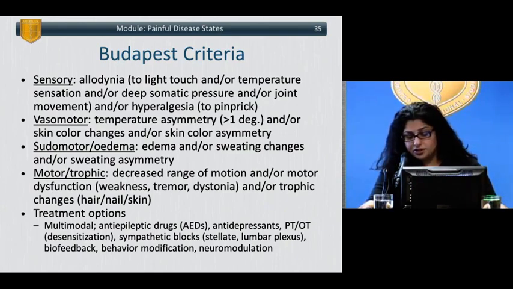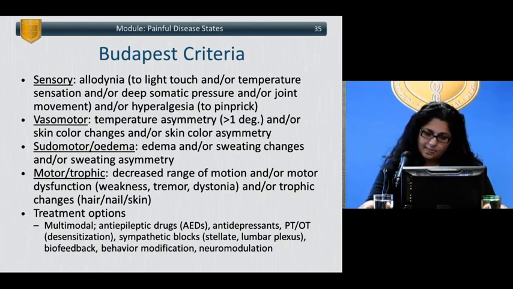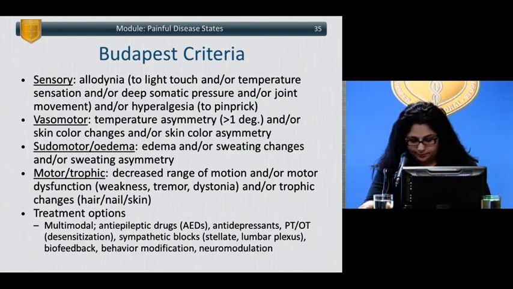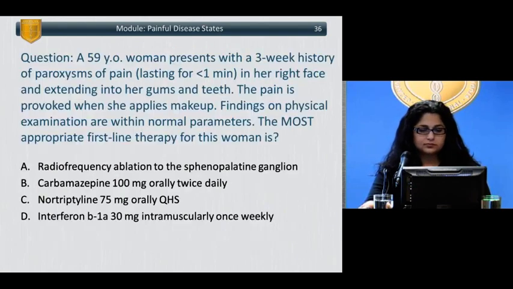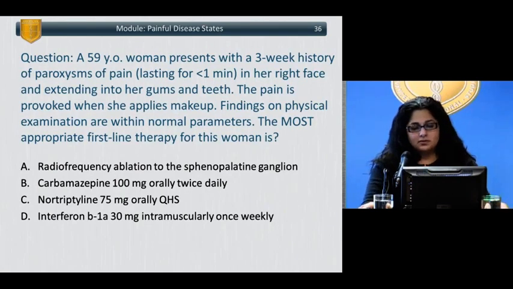Certain motor or trophic changes can be seen in the extremity with CRPS. Tremors or dystonia can be visualized. And trophic changes, there may be decreased nail growth on the extremity that's diseased or decreased hair growth as well. And as we mentioned earlier, the treatment modality is multimodal. All right, move on to our next disease state.